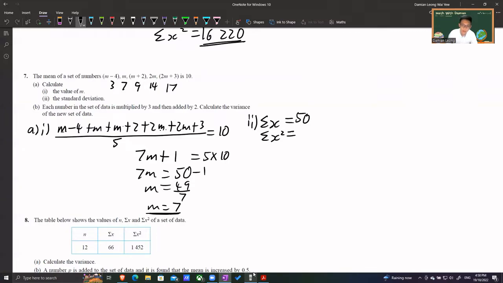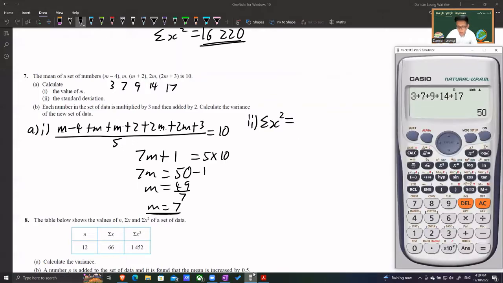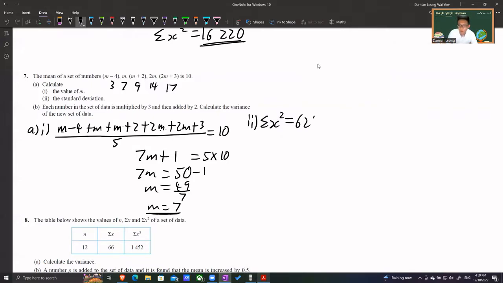Actually, I don't need sum of x because I have the mean and just one standard deviation. So I just need sum of x squared. So each of the values square. 3 squared plus 7 squared plus 9 squared plus 14 squared plus 17 squared. I get 624.